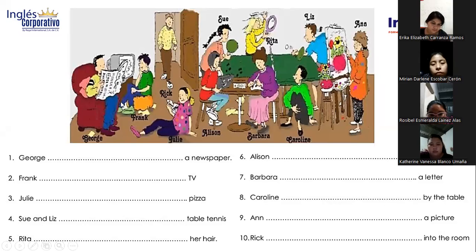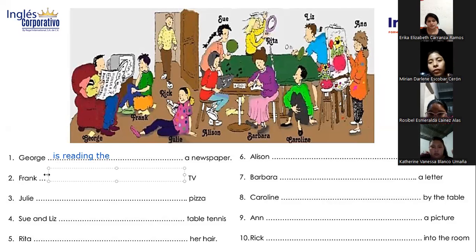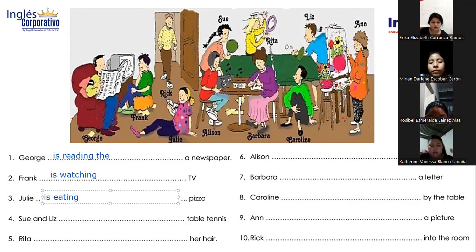For example, look at the picture. This is George. What is George doing? George is reading a newspaper. Exactly. George is reading a newspaper, the newspaper. Frank is watching. No olviden el verbo to be. Frank is watching. Judy is eating pizza. Exactly. Sue and Liz are playing. Yes. Are, exactly.